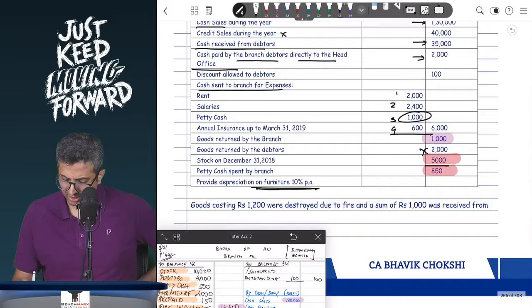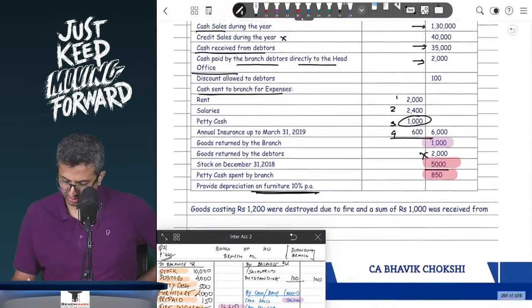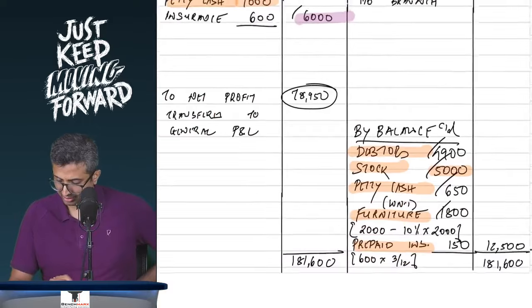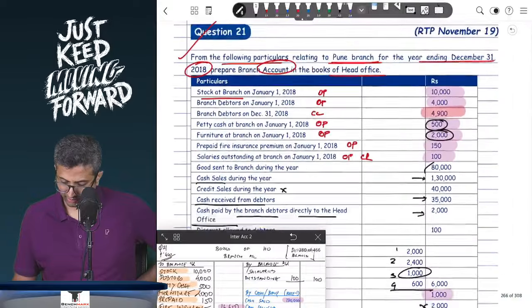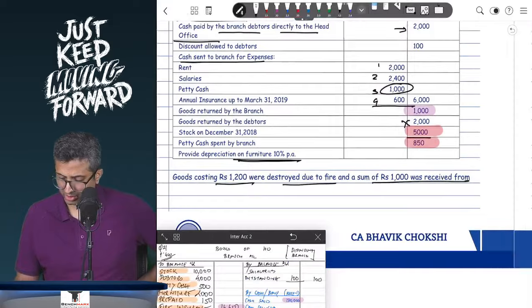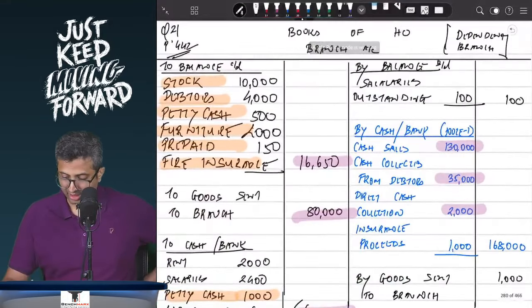Provide depreciation on furniture at 10%, which means your furniture closing balance will be 2,000 minus 10%. This is 1,800. Furniture will be 1,800. Perfect. Okay, what next? Goods costing 1,200 were destroyed due to fire and sum of 1,000 was received from the insurance company. You will remit that, and hence 1,000 will be added into your remittances.